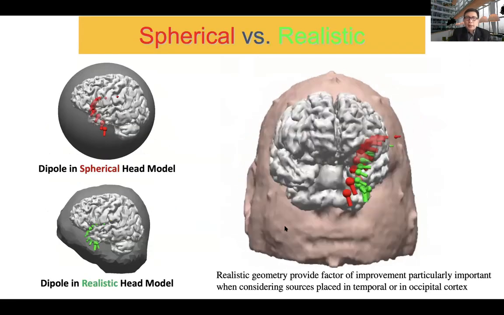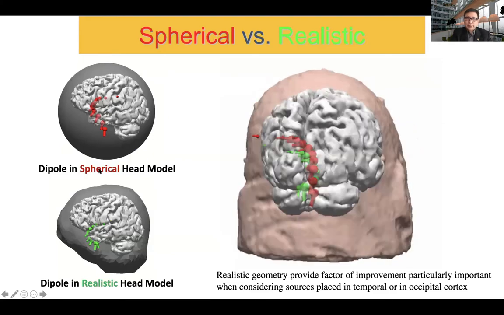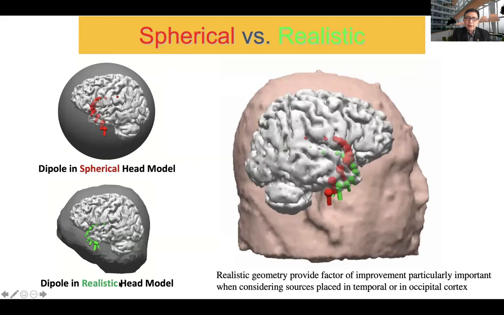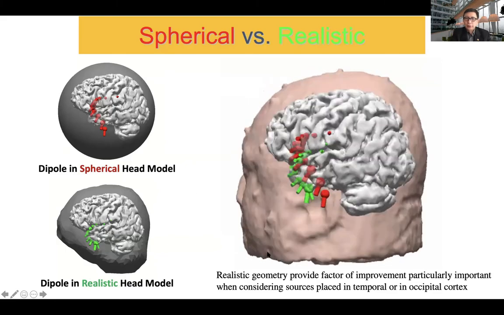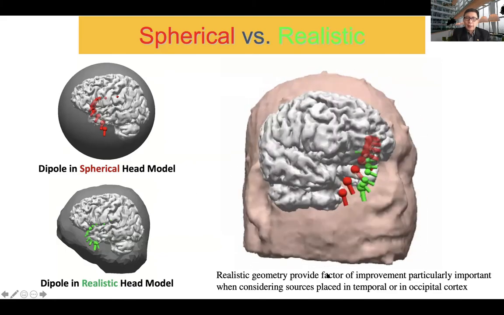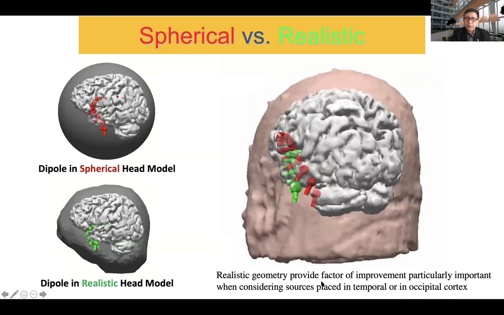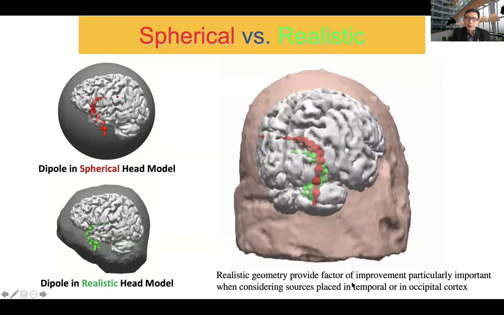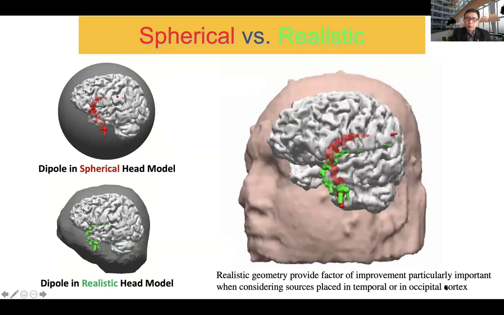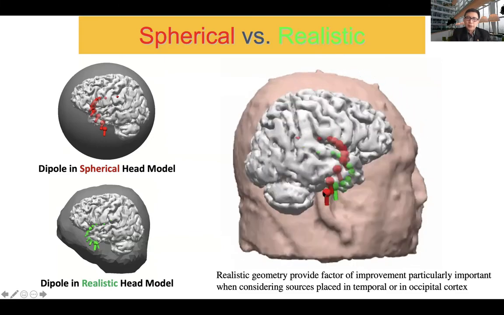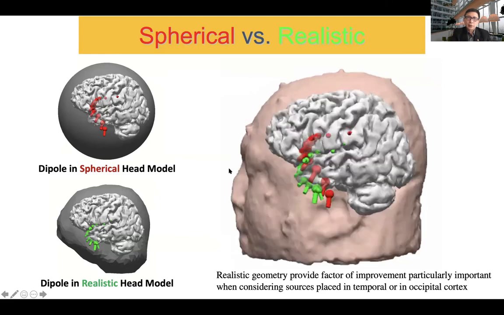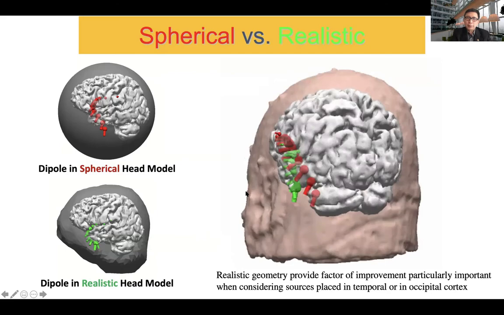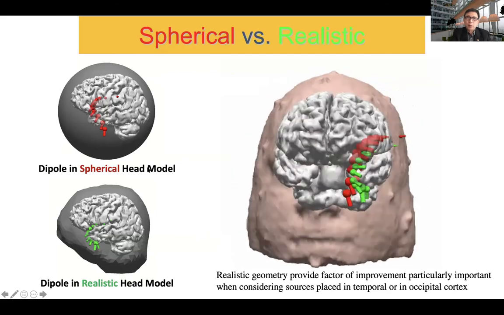This shows the model of the dipole in a spherical head model and the dipole in a realistic head model. The realistic geometry provides a significant improvement, particularly important when considering sources placed in the temporal or in the occipital cortex. In this picture, the video shows that the realistic head model shows a better fit dipole than the spherical head model when the focal epileptiform discharge comes from the mesial temporal lobe.